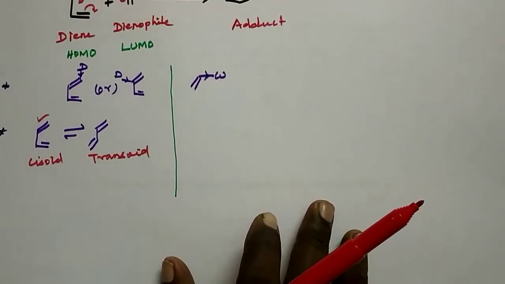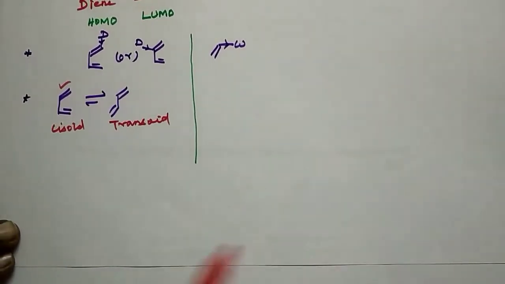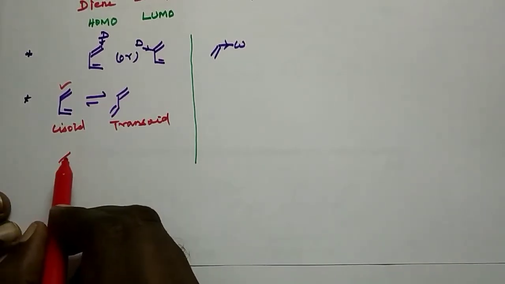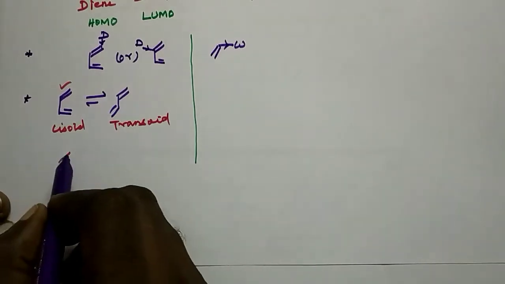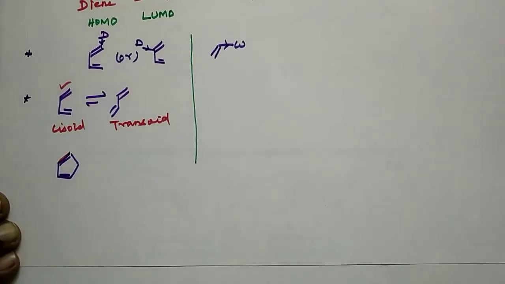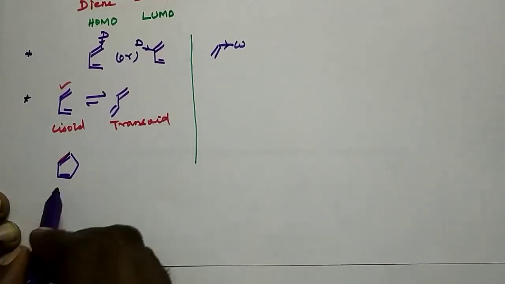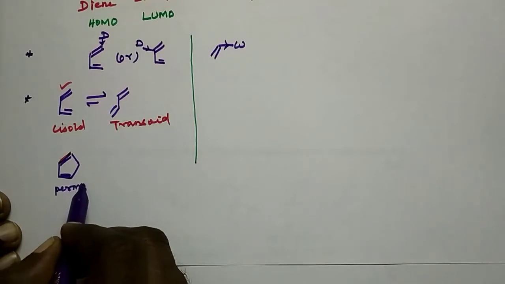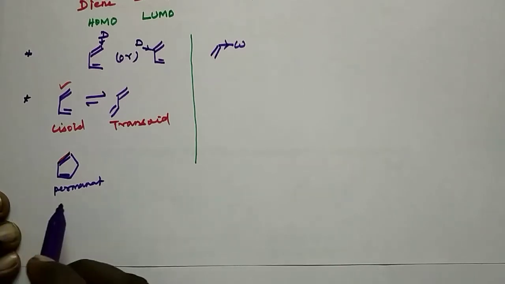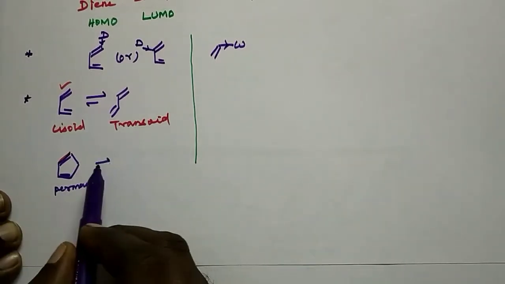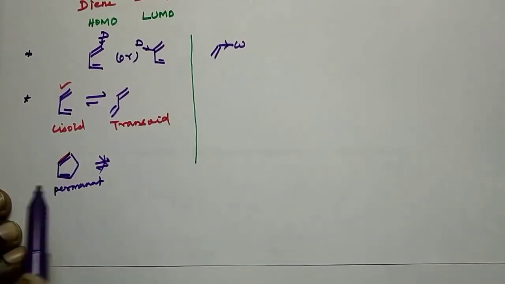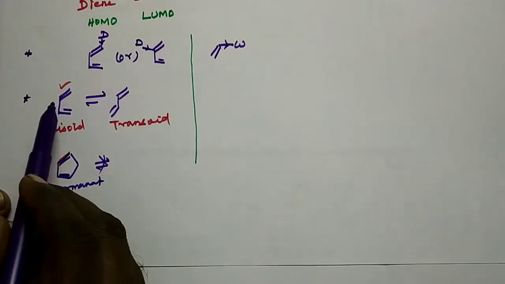Remember, I told you that the diene should be cisoid. The cisoid is in equilibrium with transoid. But in case we have a diene this way, this is cisoid, but permanent cisoid, because it is locked. There is no equilibrium with transoid. If we get this sort of cisoid, it is good. It must be very much more reactive than this one, open chain cisoid.